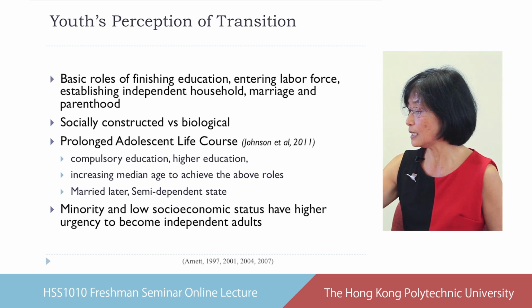So adulthood is socially constructed and not determined biologically by chronological age. The emerging adult concept makes sense, especially in the current environment, where there is a prolonged adolescent life course marked by compulsory education and the demand for higher education. And we are facing a very challenging financial environment that delays youth becoming financially independent. However, in the US, youth who are racial minorities and those with lower economic status have more urgency to become independent adults.